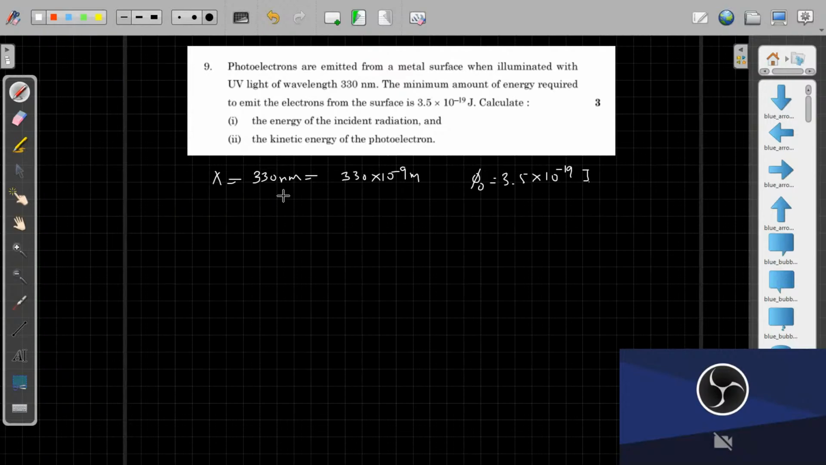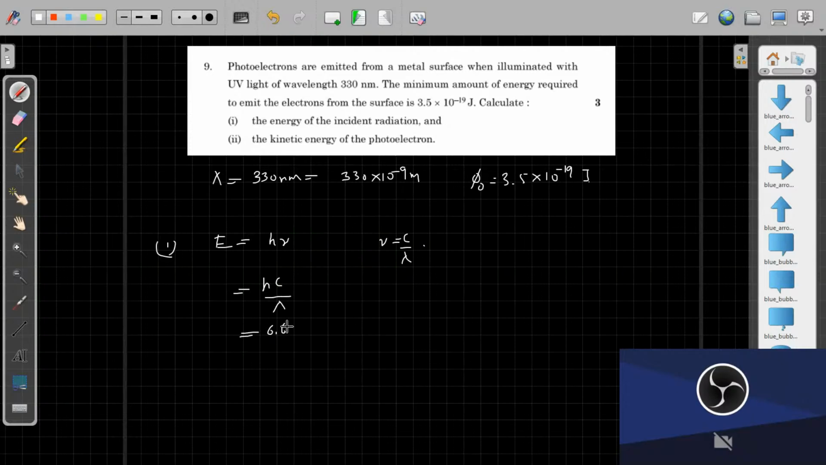Now, maybe tricky, but not lengthy. So let's see. You need to find the energy of the incident photon. E is equal to, first question done, very easy, hc by lambda. From where did I get this? h nu, but nu is how much? c by lambda. So hc by lambda.